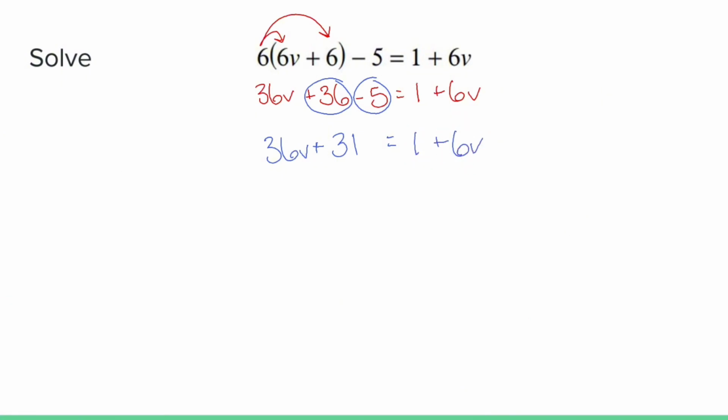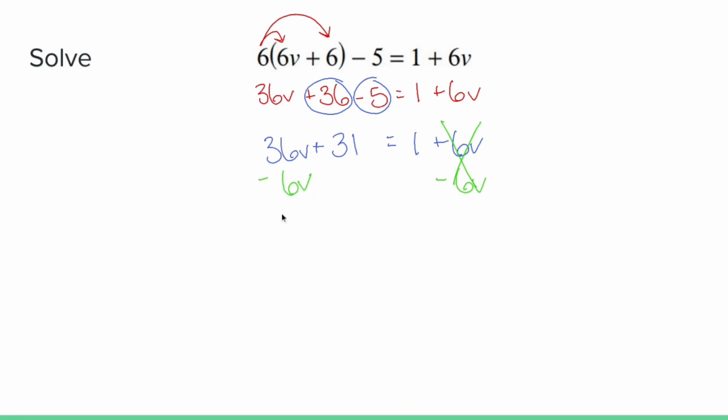Now we have these on both sides of the equal sign. I always like getting rid of the one on the right side because it puts my variable to the left side. So we're going to do the inverse operation of plus 6v, which is minus 6v, minus 6v, cross you out.